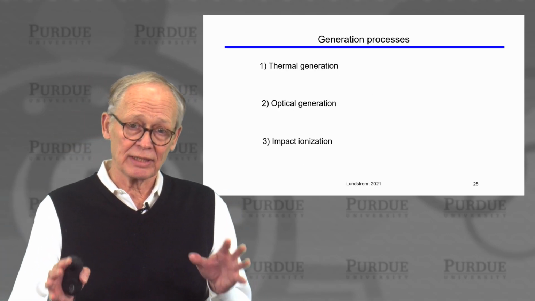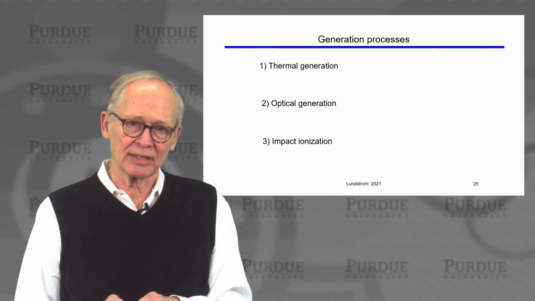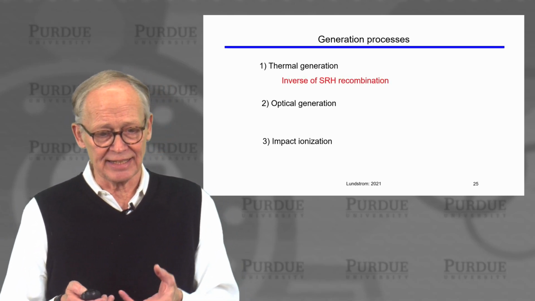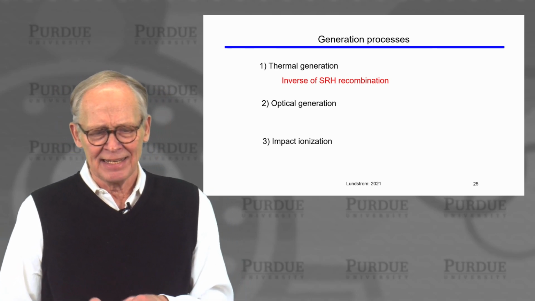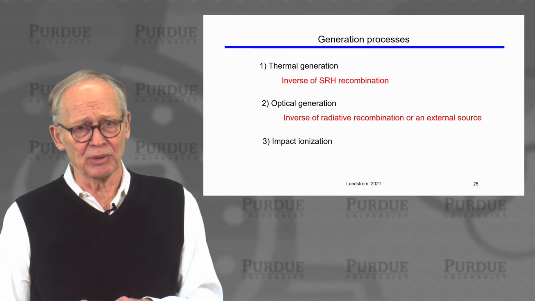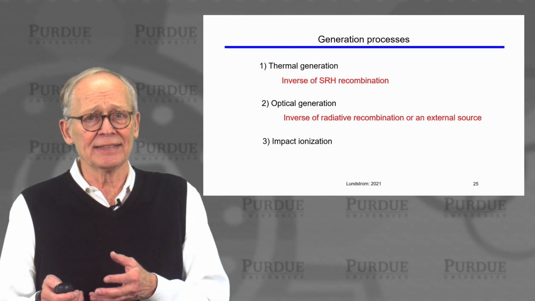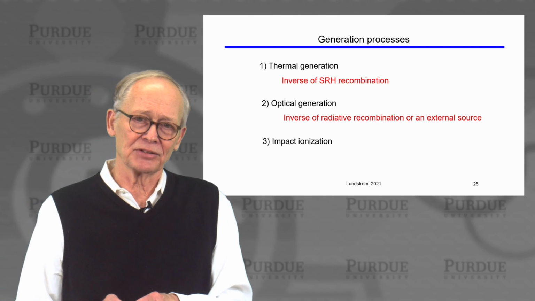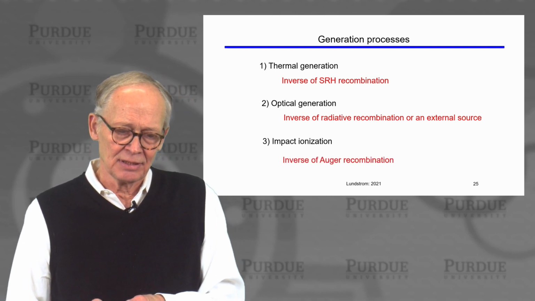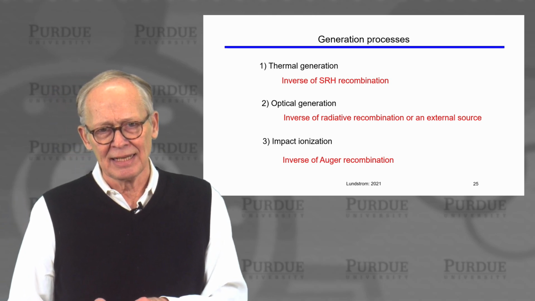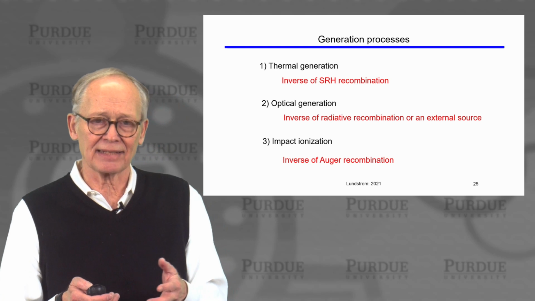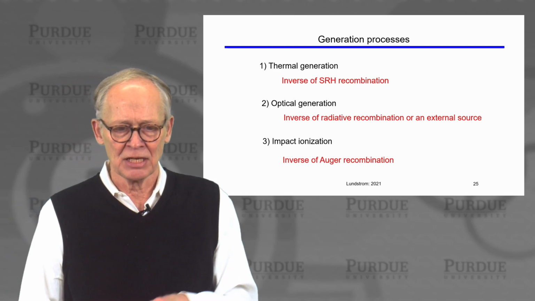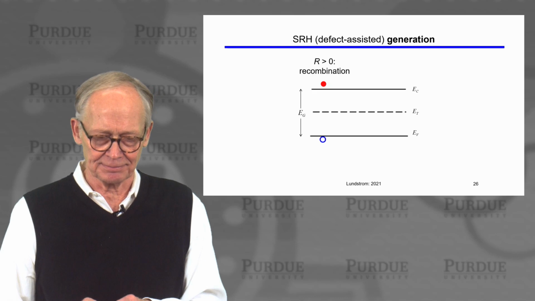Okay, so those are recombination processes. The inverse of each of those recombination processes is a generation process. So there's a thermal generation process, which is the inverse of Shockley-Read-Hall recombination. There is an optical generation process that's the inverse of the radiative recombination process. Or we could also shine some external light, say the sunlight, on the semiconductor and have an optical generation that way. And then there's an impact ionization process, which in some sense is the inverse of the Auger process. But the Auger process can occur near equilibrium. The impact ionization process occurs when we apply very high electric fields and give carriers a lot of kinetic energy. So 3 important generation processes.